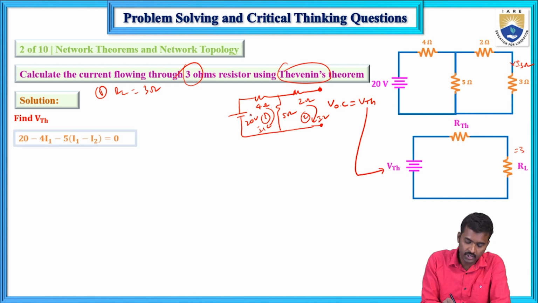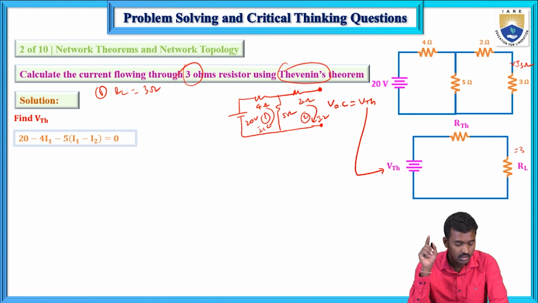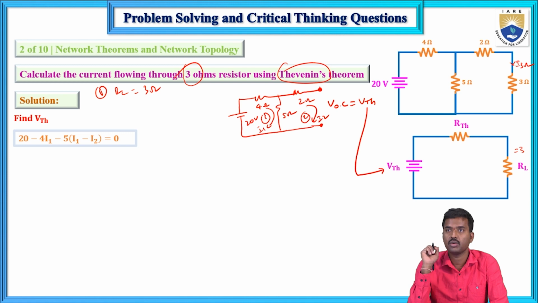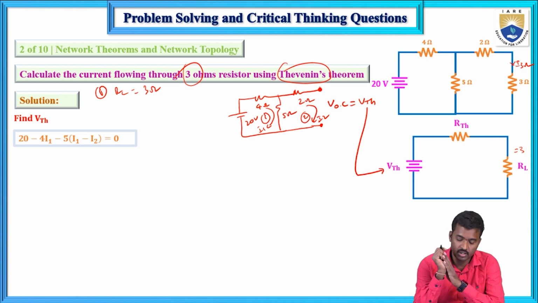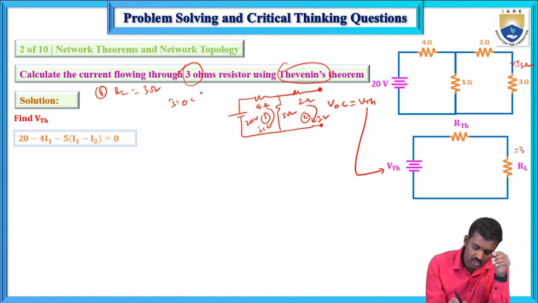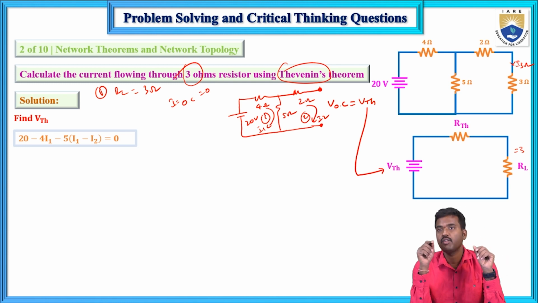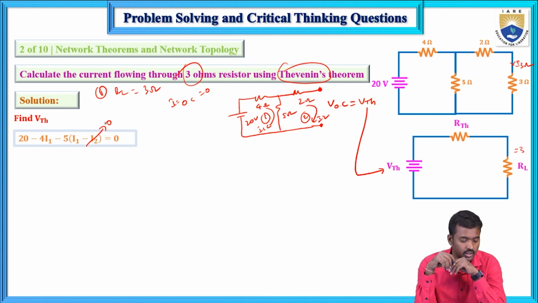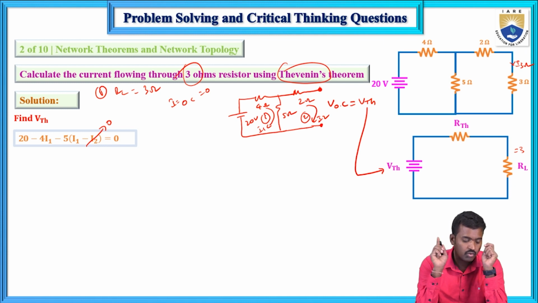So what are the KVL equations here? 20 is the rising voltage, minus 4 I1, minus 5 times (I1 minus I2). But we need to keep in mind, there is an open circuit, so I2 current is 0, because open circuit current is always 0 and short circuit voltage is always 0. If you know the I2 value, then you can easily determine the I1 value. So I2 equals 0, substitute in mesh equation 1 and you will get the I1 value.